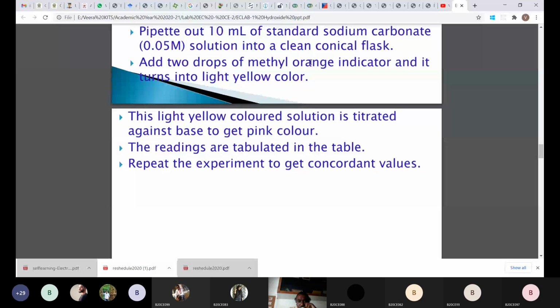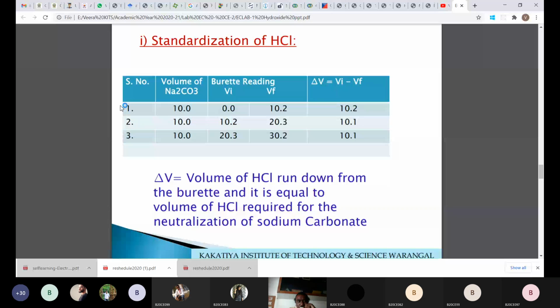Like that, we have to continue the titrations until you get the concurrent values. Here you put the values in the table. The volume of sodium carbonate is 10 ml. In the burette readings, the initial reading was 0. Now you have got 10.2. So the final reading is 10.2 minus 0, so 10.2. This is your final reading.